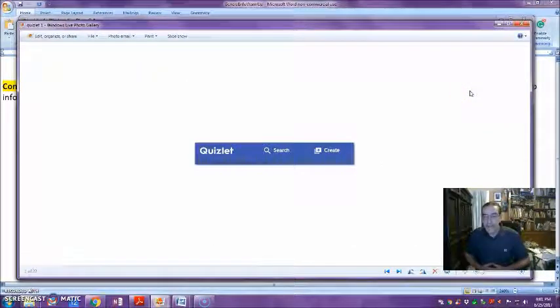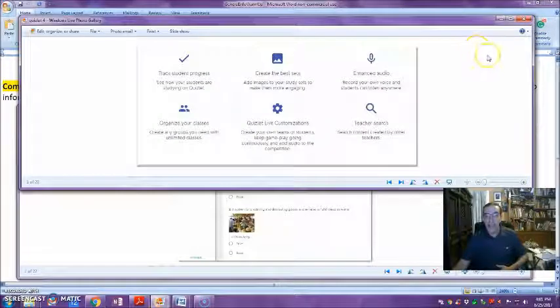Quizlet is a great software to set up these quizzes. So this would be added to the table of contents instead of the Google Docs quiz. And so Quizlet gives you a chance to track your students' progress, see how your students are studying on Quizlet, add images and study sets to make them more engaging.